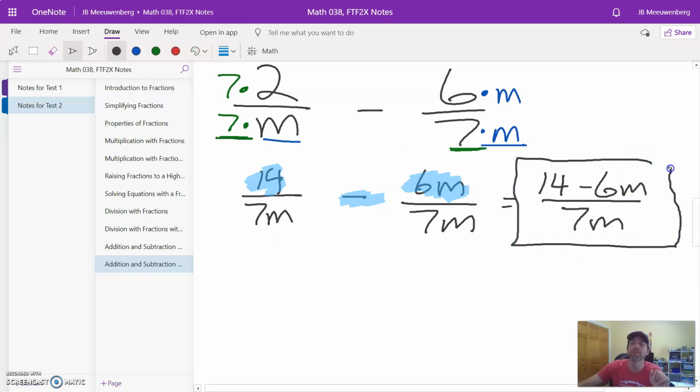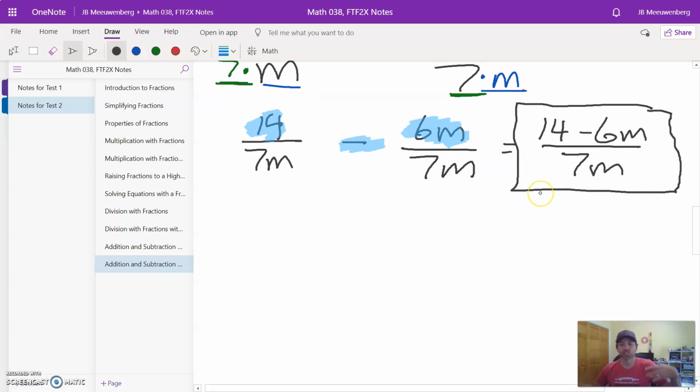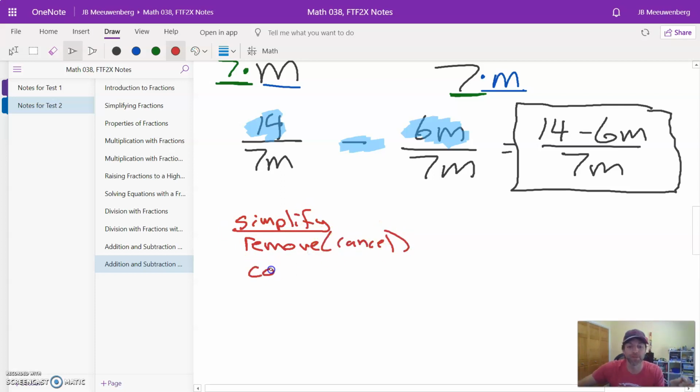And I know what some of you might be thinking, because you've been trained to try to cancel and simplify things. You're thinking, can I cancel these m's, or can I cancel the 14 and the 7 with the 7? No, you absolutely cannot. It's because to simplify means to remove or cancel common factors. And the key word there is factors.